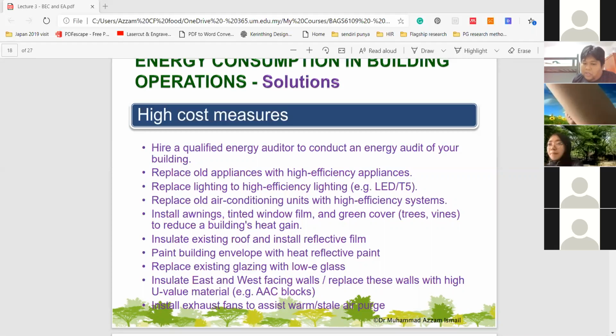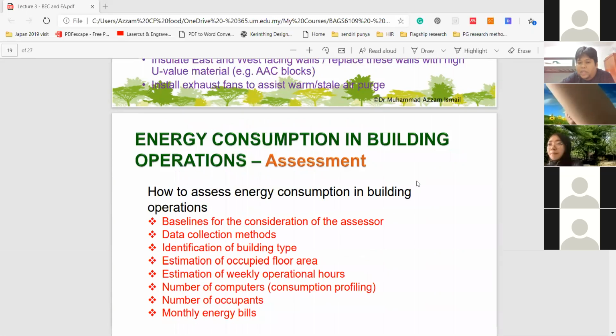And then another one is to install exhaust fans. This is to allow air to move out of your building. Okay? Kick out all the stale air from the building, so that your aircon doesn't have to work so hard, and at the same time you will be breathing in really good, clean air. Okay? It's better for your health and well-being.